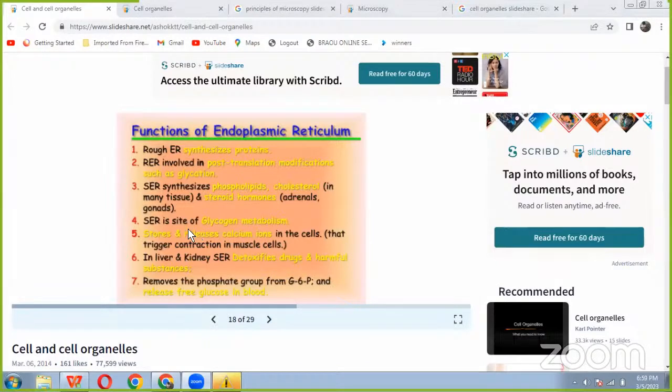What is the smooth ER? Especially, smooth ER is the site of glycogen metabolism. Next, it stores and releases calcium ions in the cells. Mainly in the liver and kidney, smooth ER detoxifies drugs and harmful substances. It removes the phosphate group from glucose 6-phosphate and releases glucose into the blood.